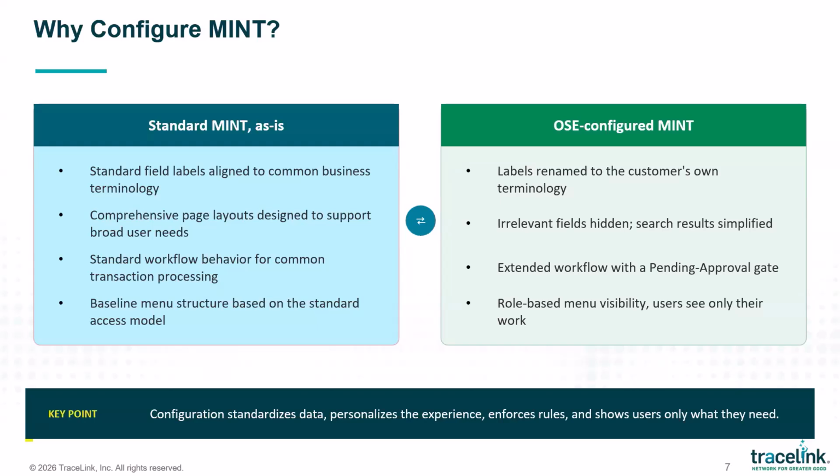Look at the before and after here. On the left, we have the standard Mint experience, a strong baseline designed for common business processes with standard labels, standard page layouts, standard workflow behavior, and standard menu visibility. This works well as a starting point, but each company or partner may have unique terminology, user roles, approval needs, or process preferences. On the right, after configuration, labels are aligned to organizations' preferred terminology, irrelevant fields are hidden, and search is simplified. The workflow is extended with a pending approval gate, and role-based menus help users see the work that is relevant to them.